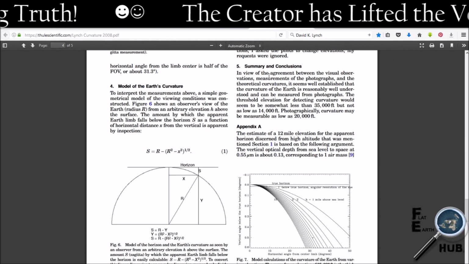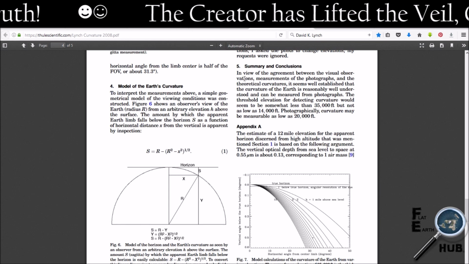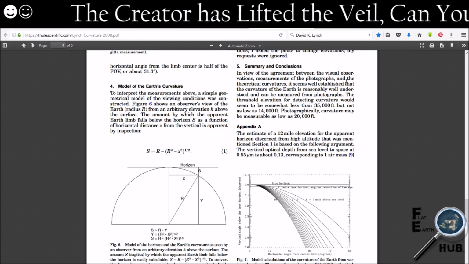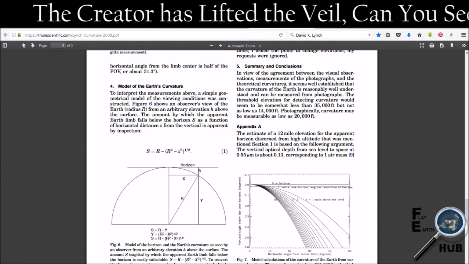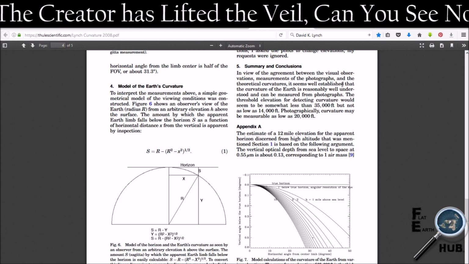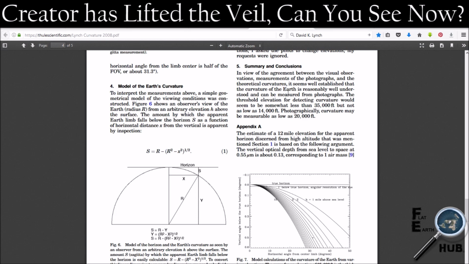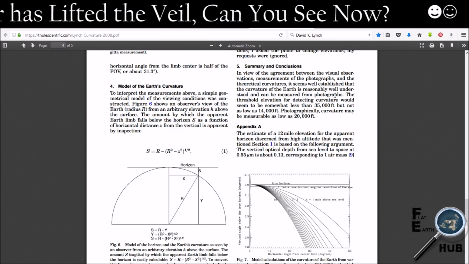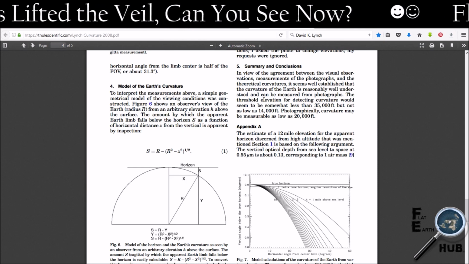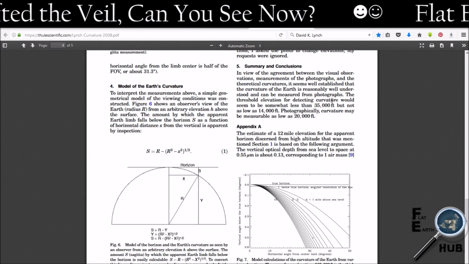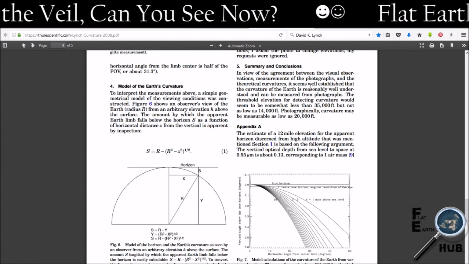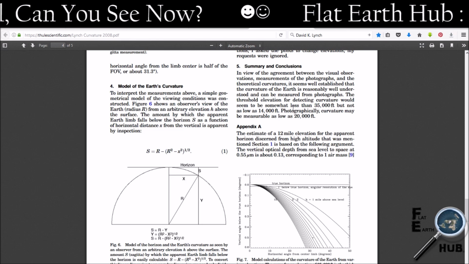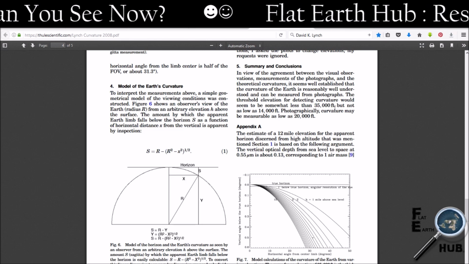So, in his summary and conclusions here, I'm going to read this quickly. In view of the agreement between the visual observations, measurements of the photographs, and the theoretical curvatures, it seems well established that the curvature of the Earth is reasonably well understood and can be measured from photographs. Interesting, right? The threshold elevation for detecting the curvature would seem to be somewhat less than 35,000 feet.